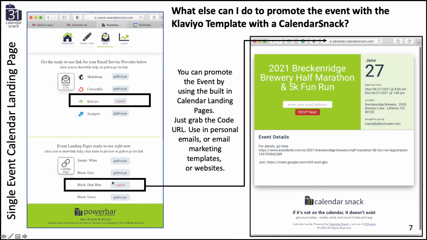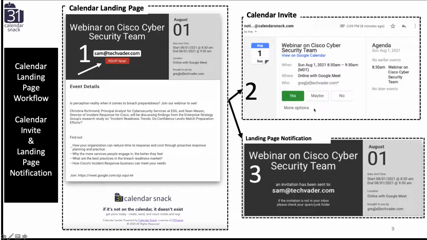Basically, all you do is copy this code here. It's a hard URL specifically for this event, for the CalendarSnack. We take all that information off the calendar invite that you sent to us, scrape it, and put it in our database. We build out this really cool automated calendar lander page, as we call it. When someone puts their email address into it and hits RSVP now, they're sent the calendar invitation, and we track that.